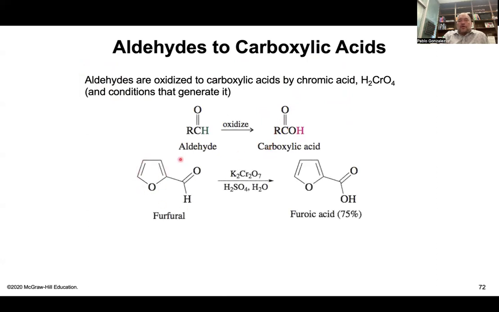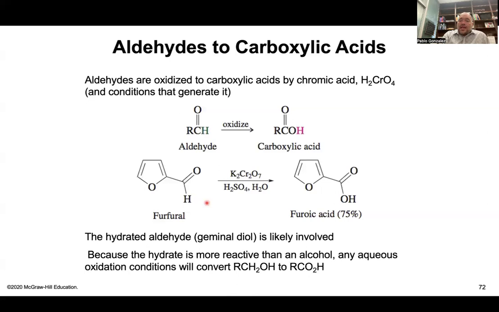So furfural, that is this aldehyde in here, under chromic acid, chromate salt in this case, potassium chromate, is going to basically produce the furoic acid, the carboxylic acid. So the aldehyde under oxidative conditions, this is the product, the carboxylic acid. The hydrated aldehyde, geminal diol, is likely involved in this process as well. Water is going to add in here, creating the geminal diol, and then eventually the oxidation of one of them to create the carboxylic acid.